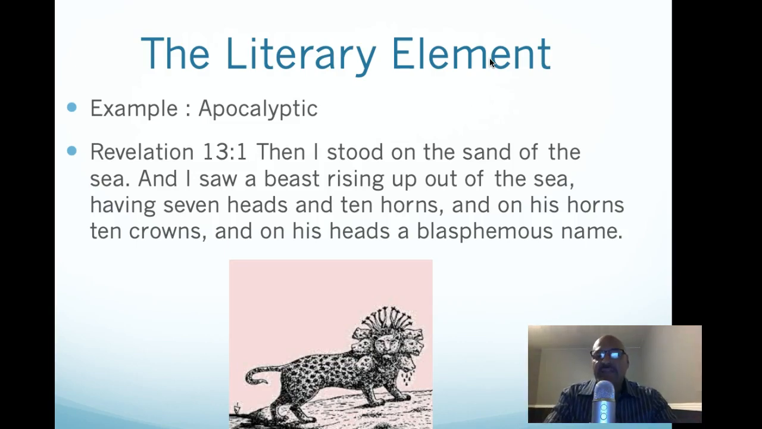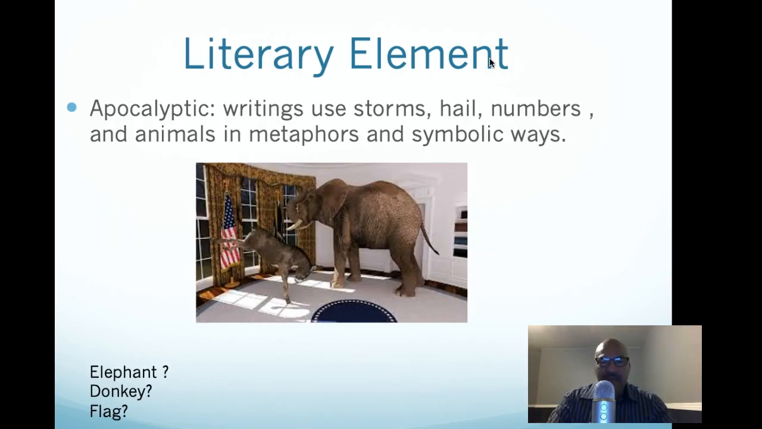You know now that this is an apocalyptic scripture, that there is a meaning beyond what you read, okay? It's a type of writing. There are books that are types of writing that you have to be able to distinguish, and this is another one, the apocalyptic. Now, apocalyptic writings use symbols. They use storms, hail, numbers, and animals in metaphors and symbolic ways.